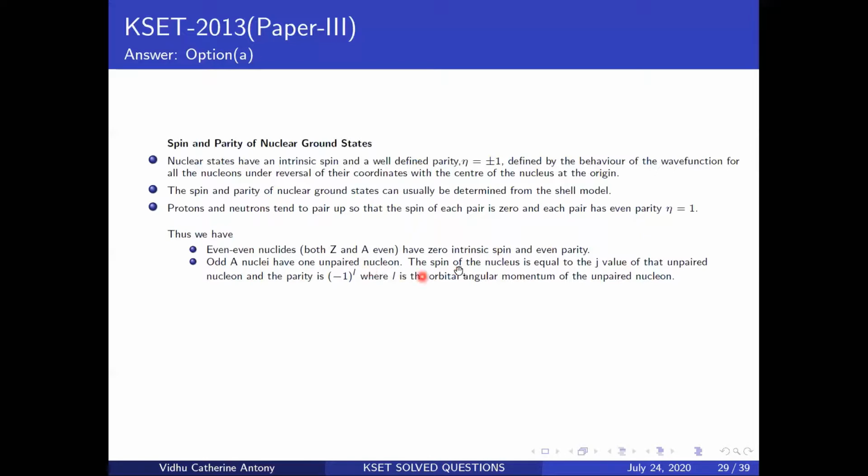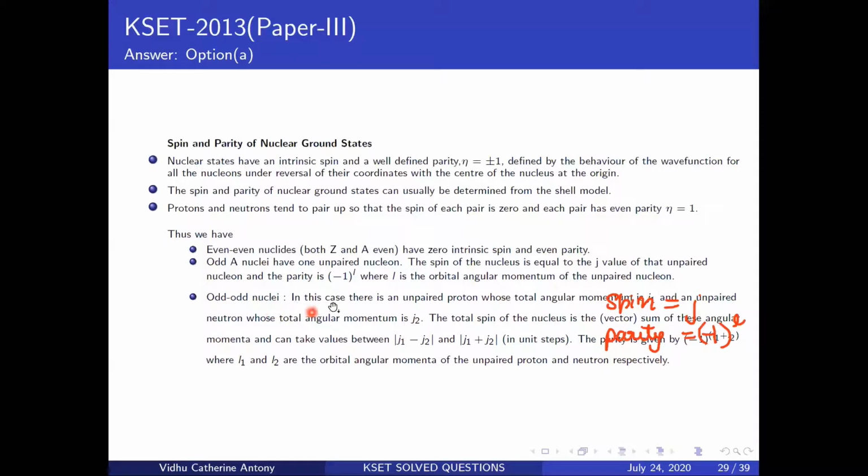In your odd A nuclei, the spin is the J value of that unpaired nucleon and the parity is minus 1 to the power L. So let's write that down so that it's more clear: spin is equal to the J value and parity is minus 1 to the power L. Your L is the orbital angular momentum.